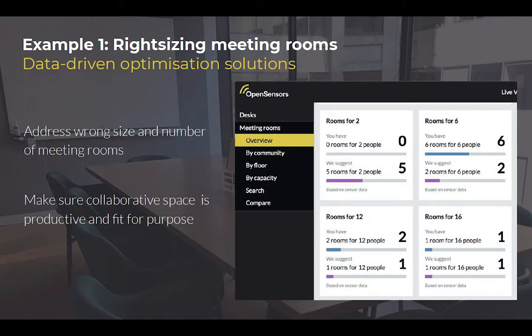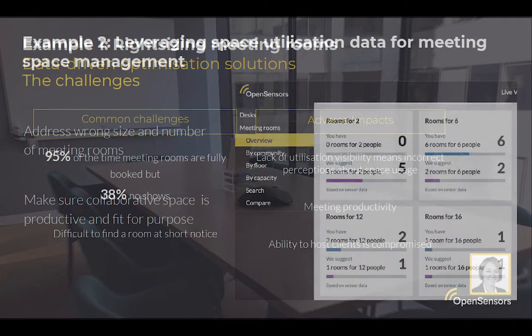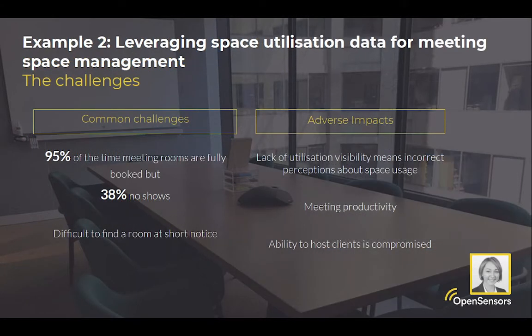So this is a forecasting tool that analyzes multiple data points around room usage and provides recommendations on the number of rooms for each given capacity. Essentially, this data helps us, again, quantify how many meeting rooms we need and what capacity they need to be in order for us to start better balancing the cost of office space with productivity. And the second example here also relates to meeting rooms.